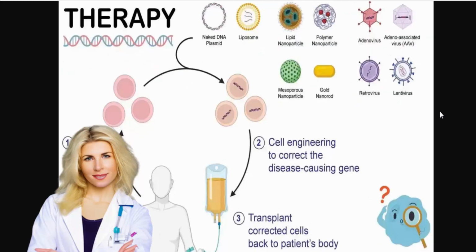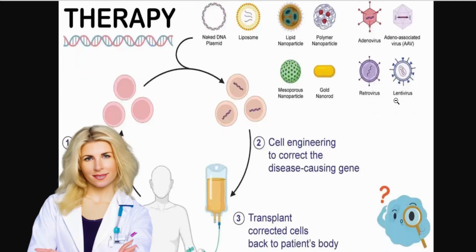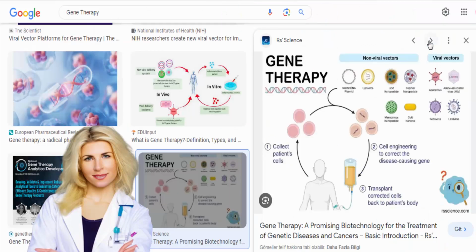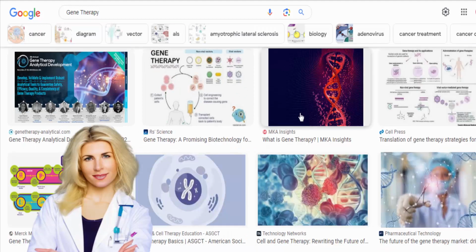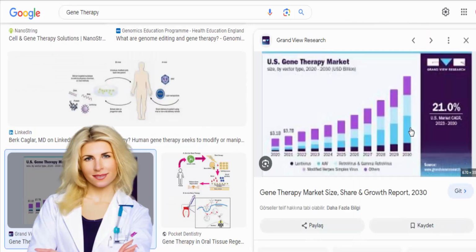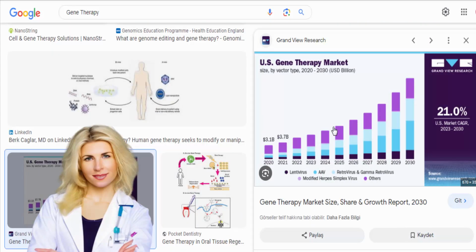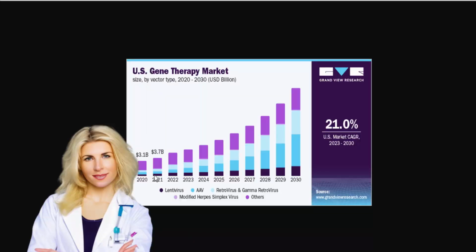It has been used to treat a number of diseases, including Leber congenital amaurosis, LCA, a rare eye disease that causes blindness, spinal muscular atrophy, SMA, a genetic disorder that causes muscle weakness and paralysis, severe combined immunodeficiency, SCID, a rare genetic disorder that affects the immune system, and cancer. Gene therapy is being used to develop new treatments for a variety of cancers, including leukemia, lymphoma, and melanoma.